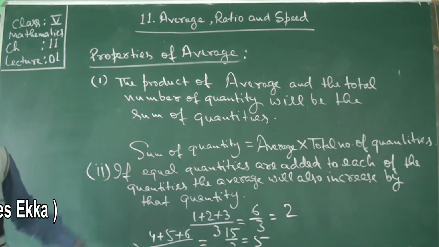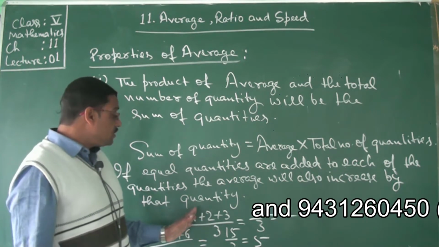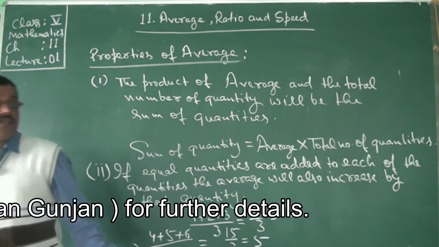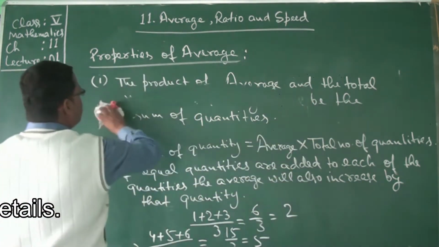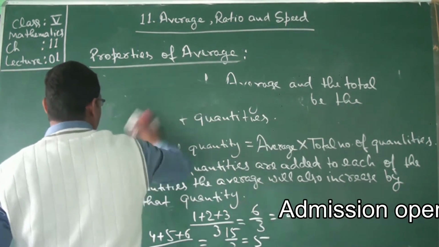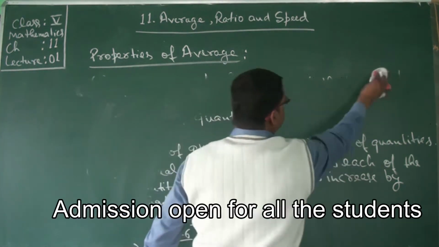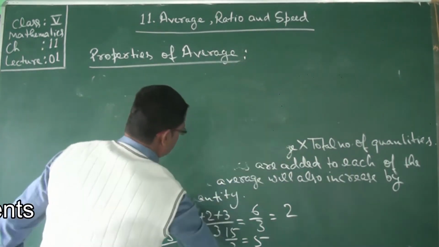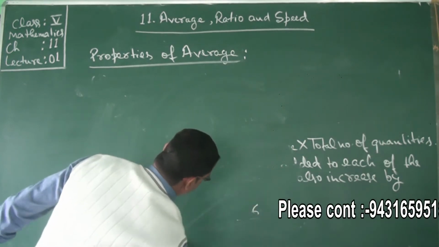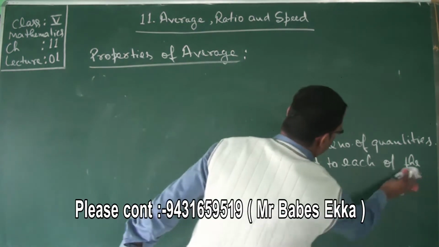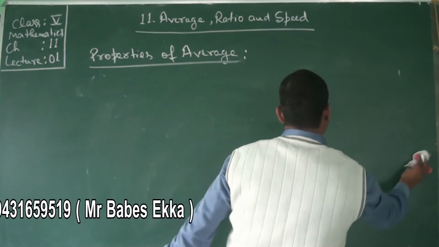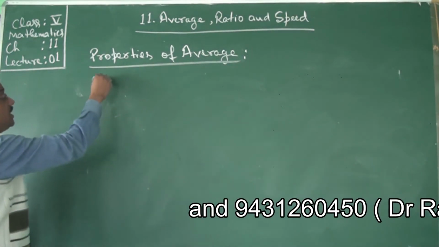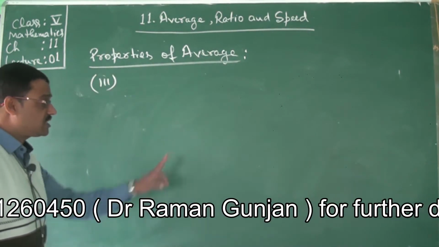If we add a similar quantity, the same quantity, to each of the quantities, then the average will also increase by the same quantity. Come to the third property. The first one pertains to the addition of the number. Similarly, the second one will pertain to the subtraction. See how?